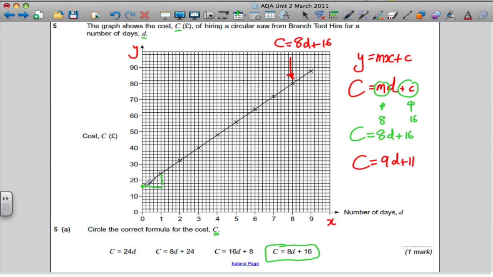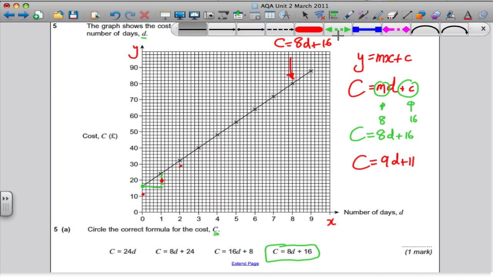This means this graph crosses at 11, which is this point here, half a square up from 10. And 9 tells us that as we go across one unit, we need to go up 9 squares. We need to go up 9 values. So if we go across here one, we need to have gone up to 20 in order for that to be the correct line. As we go across one unit, we need to go up 9, so that'd be 1, 2, 3, 4.5 squares, would be something like there. Draw this straight line in.